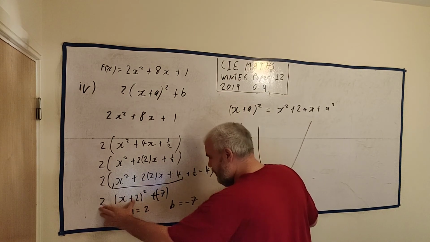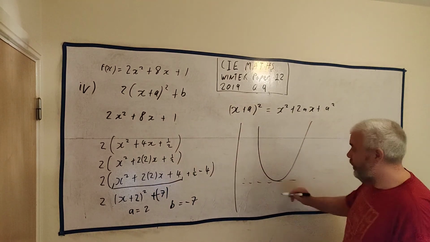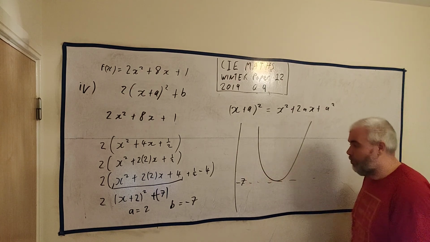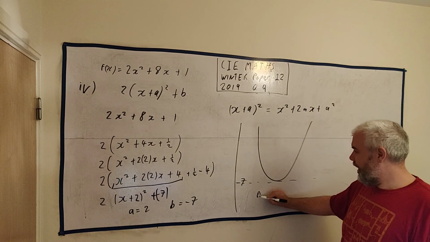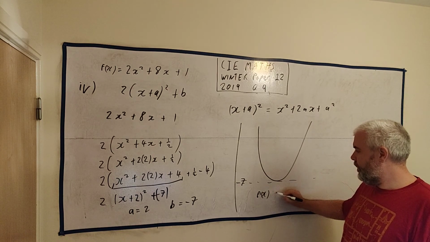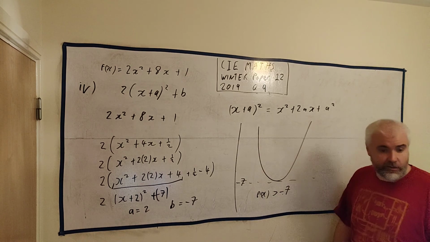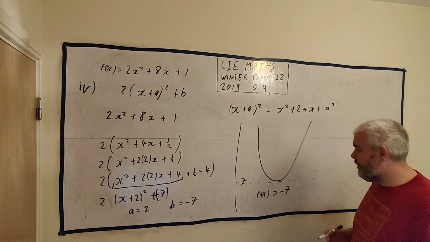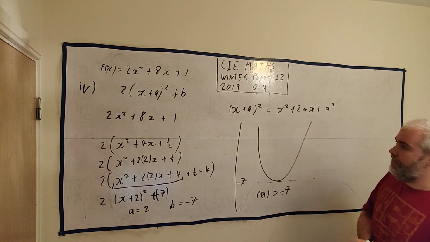2 times 0 is 0. Minus 7 is the deciding factor here. The smallest number here is minus 7. That's the answer. I think the examiner would probably accept that, but I would say f(x) is greater than or equal to minus 7 is another answer, or just write it in English. The least value of f(x) is minus 7 is also a fine way to answer.